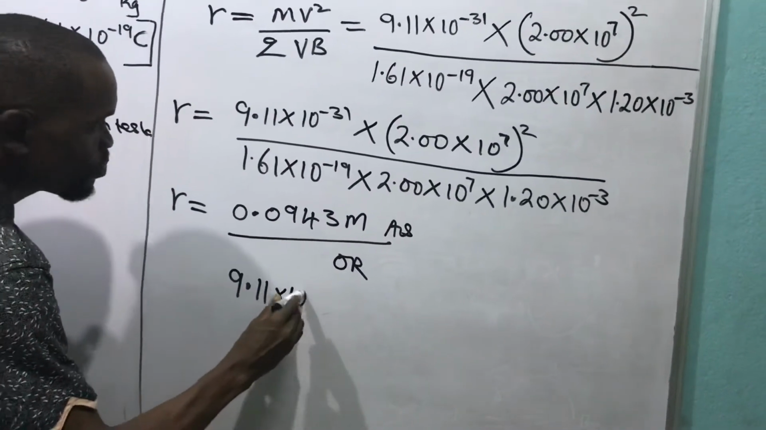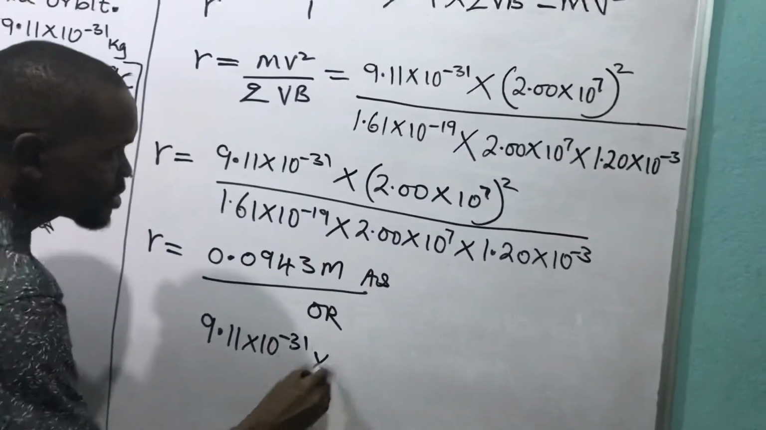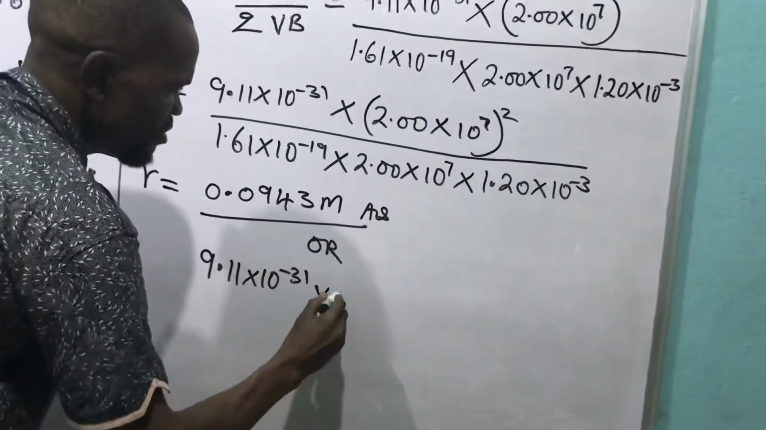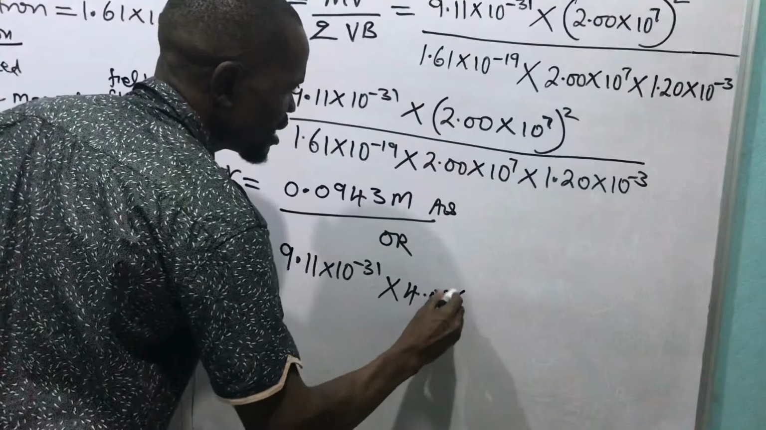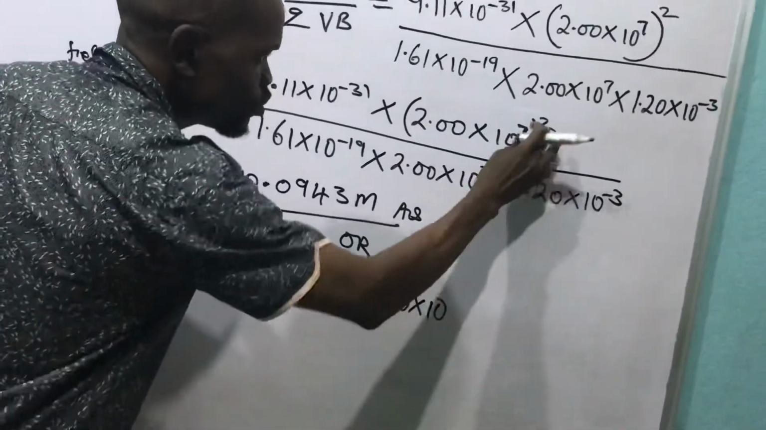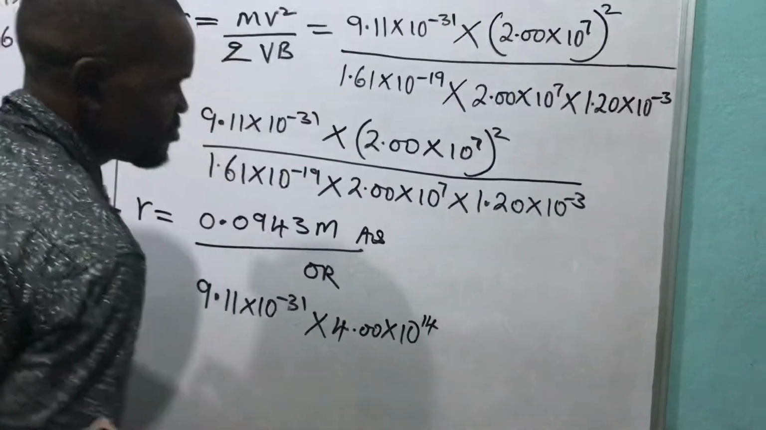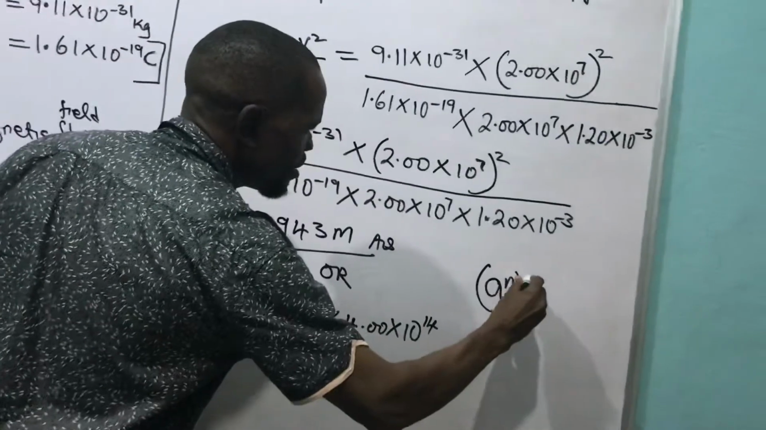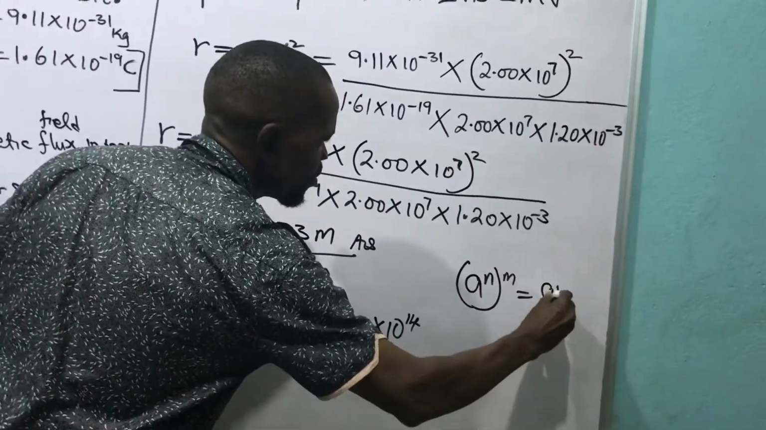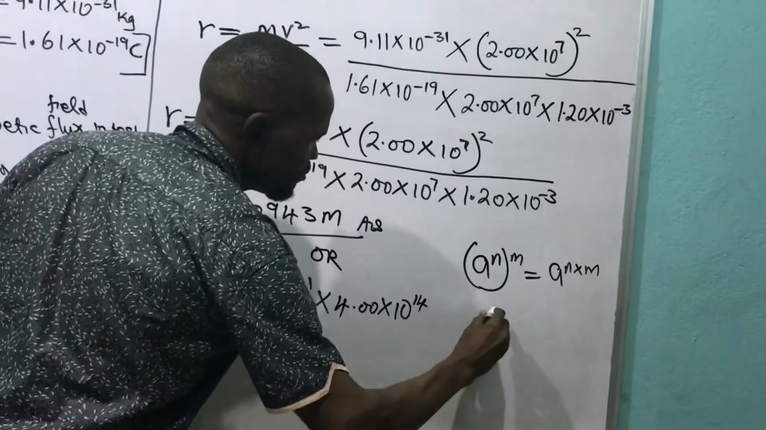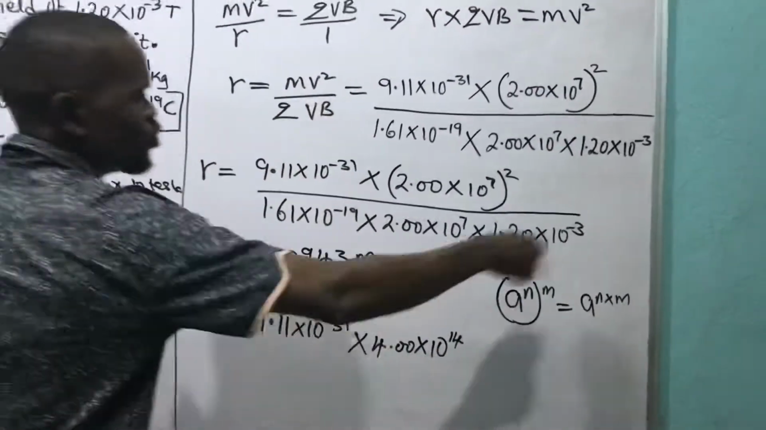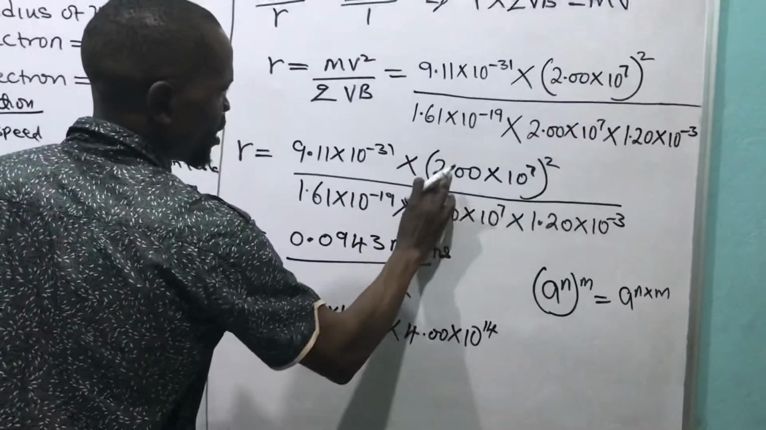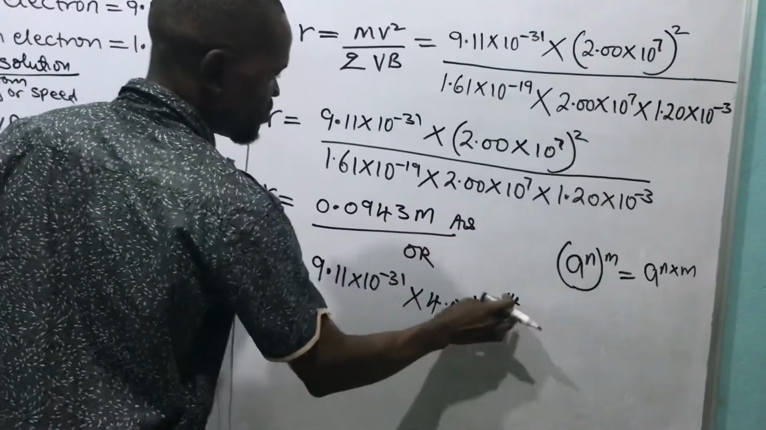9.11 times 10 raised to power minus 31 times, opening these brackets. When you open this bracket, these two will be squared, giving me 4.00 times 10 squared, these two will times 7, giving me 14. When you open bracket, remember that a raised to power n, raised to power m, is equal to what? A raised to power n times what? M. Therefore, if I have many of them there, it will square them. So these two squared give me 4, this two times this one give me 14.